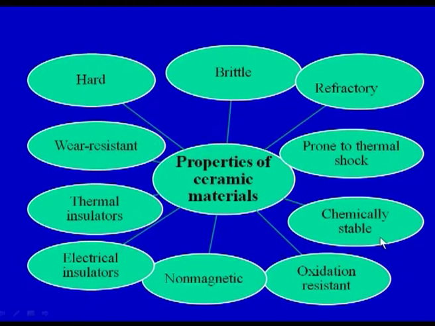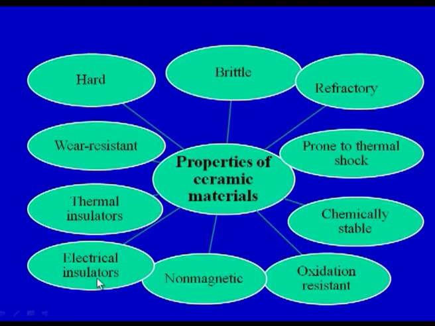Chemically they are stable, that is they are corrosion resistant. They are not prone to chemical attack, means chemical resistance is good, corrosion resistance is good. So, they are chemically stable. Oxidation resistant. So, oxidation of ceramics is not an easy task. Non-magnetic in nature. Electrical insulators.